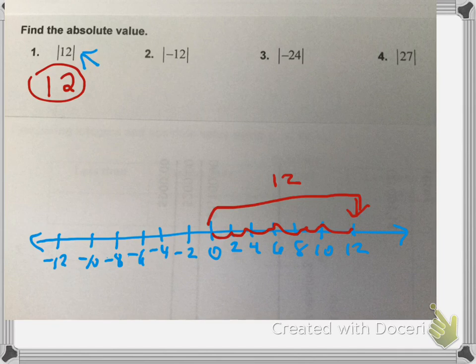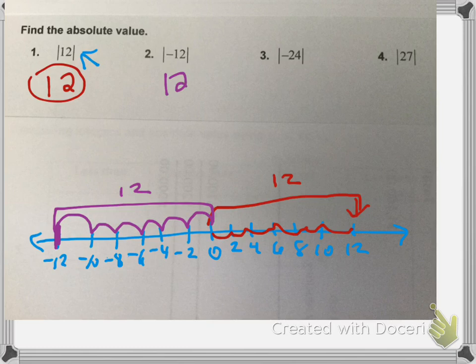Then we want to know the absolute value on number 2 of -12. Okay, well, here's -12 on my number line. How far away is that from 0? Well, we have 2, 4, 6, 8, 10, 12. So -12 is also 12 away from 0. So the absolute value of negative 12 is 12.